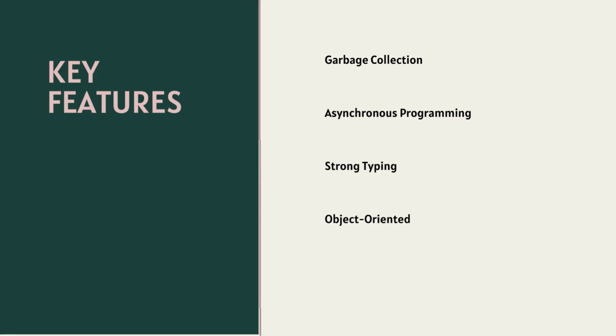The other topic is the key features of the Dart programming language. The first one is garbage collection, asynchronous programming, strong typing, object oriented. Let's talk about object oriented. Dart follows an object oriented programming paradigm, making it suitable for structuring applications.